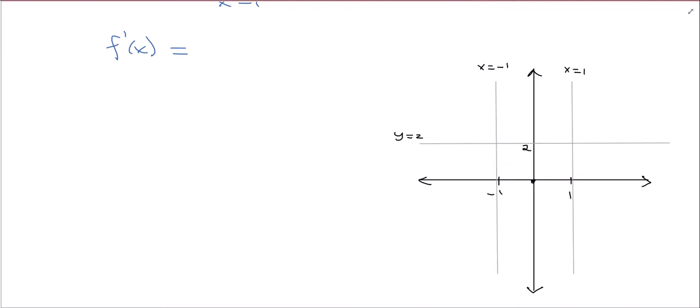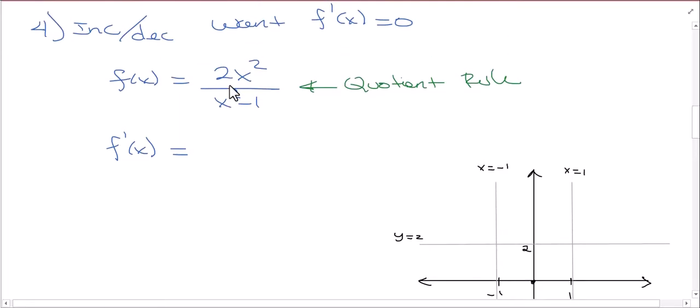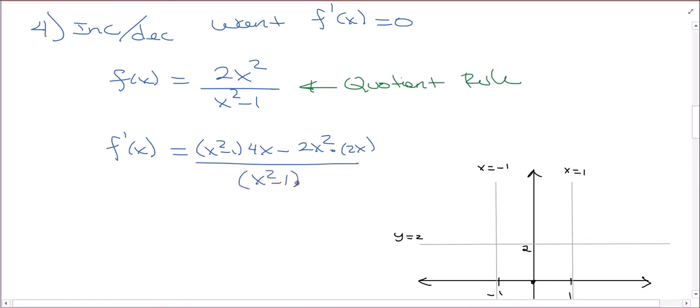And so now let's look at the intervals where our function is increasing and decreasing, and let's continue to try to find the derivative. For the derivative, we said we're going to use the quotient rule. So the quotient rule is the bottom times the derivative of the top, so times 4x, minus the top, 2x squared, times the derivative of the bottom, which is 2x, all over the bottom squared. And simplify as much as you can. So this is going to be 4x cubed minus 4x minus 4x cubed all over x squared minus 1 squared.